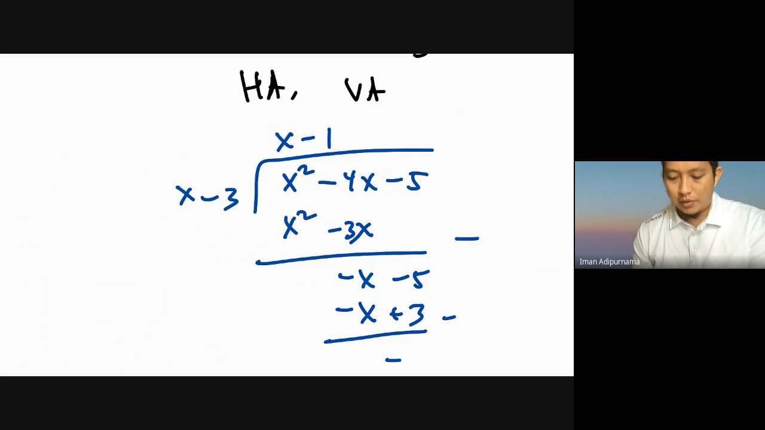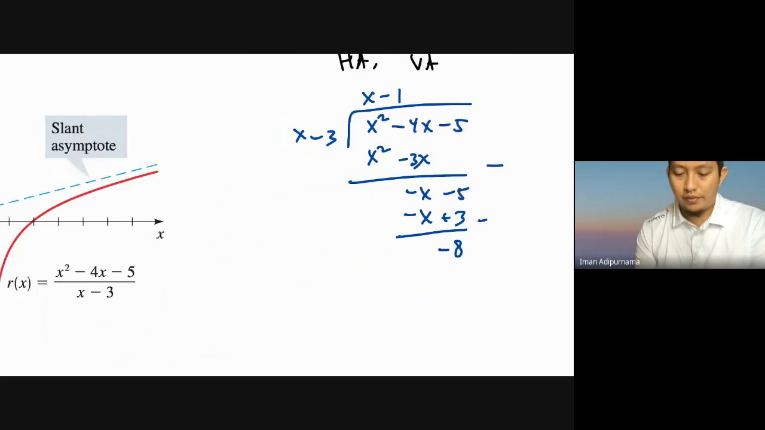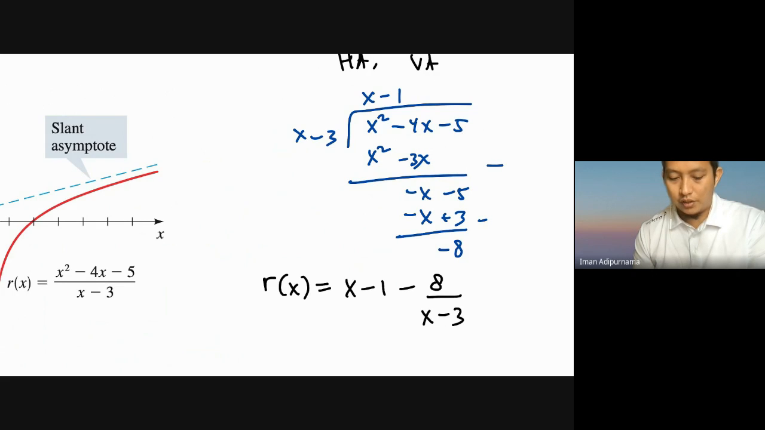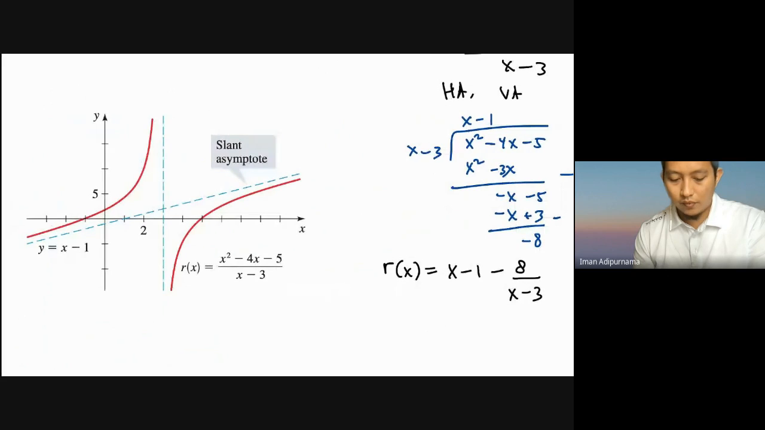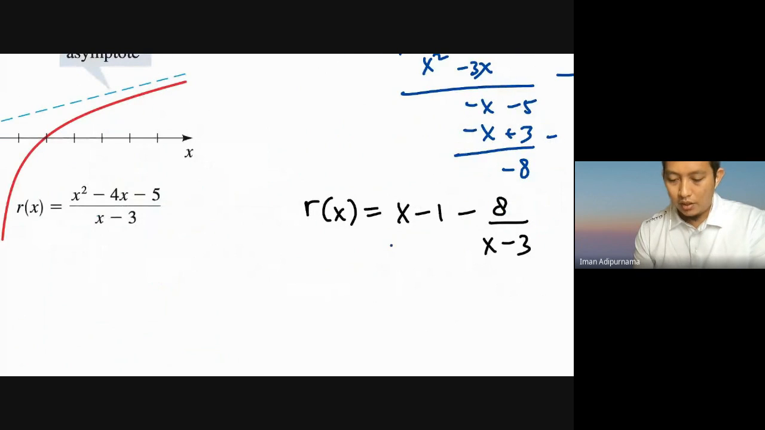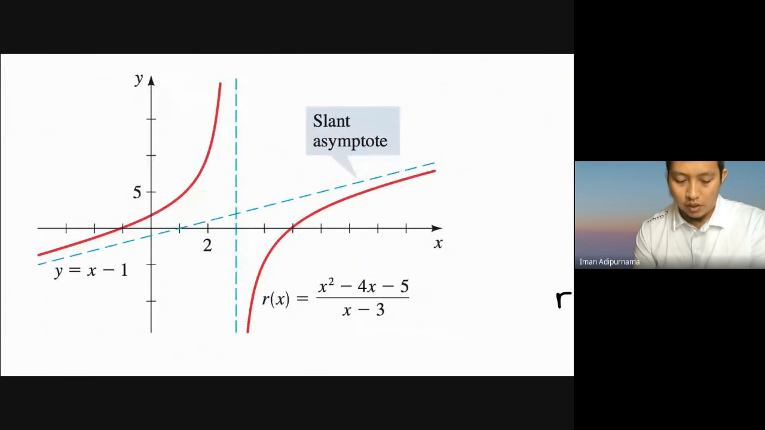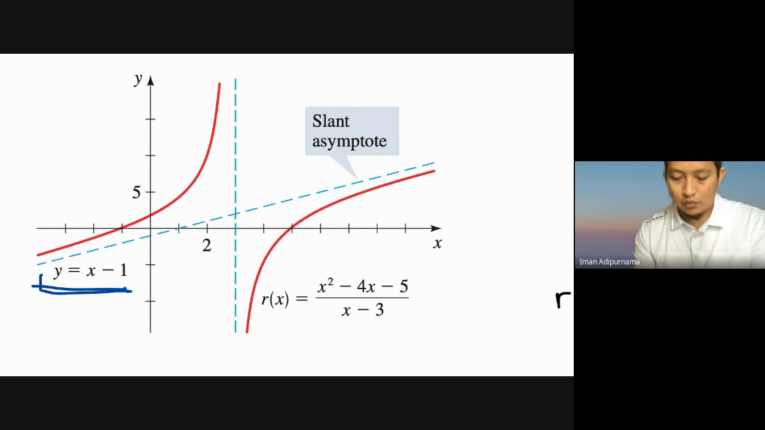Minus 5 minus 8. So we will have the remainder, x minus 1 minus 8 over x minus 3. So this will be our slant asymptote, y equals x minus 1. And this will be the line.